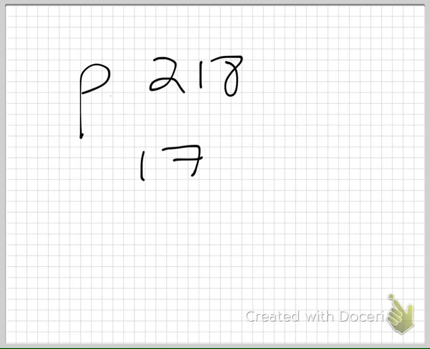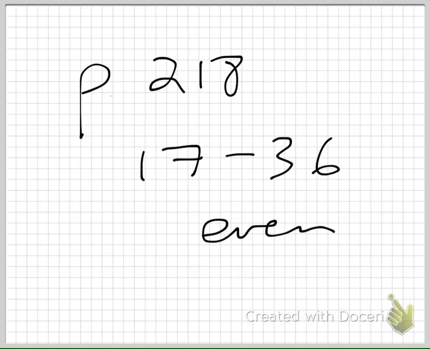All right. Your homework. Today is Wednesday. It's page 218, problems 17 through 36, even. You realize how lucky you are that I give you evens and stuff? You realize how lucky that is? Yeah, I hope so. Anyway. Okay, there you go.